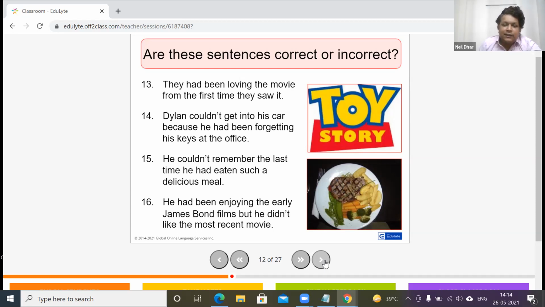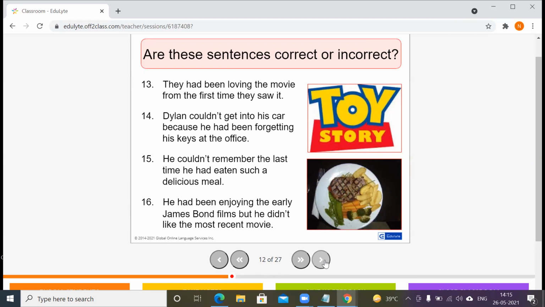These are state verbs, like love. Using love in this sentence as a continuous would be incorrect. So we'll use the past perfect, which is: they had loved the movie from the first time they saw it. Absolutely correct.